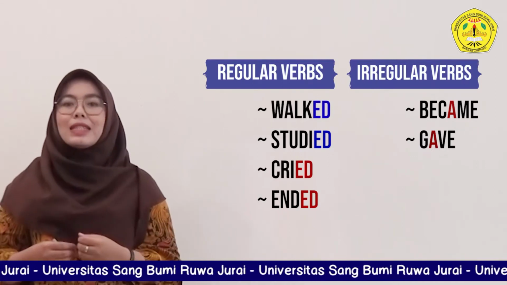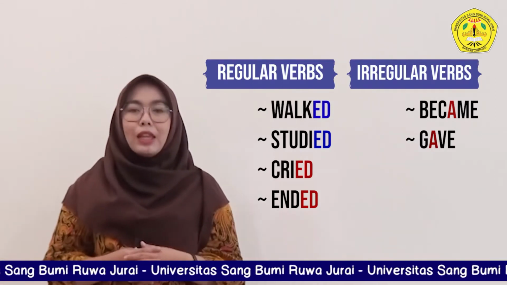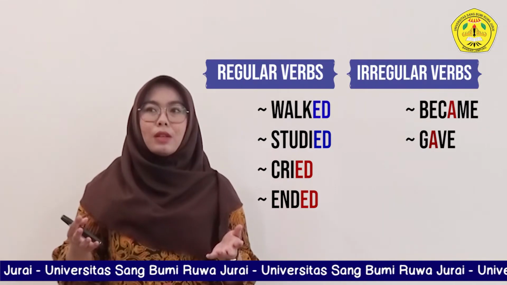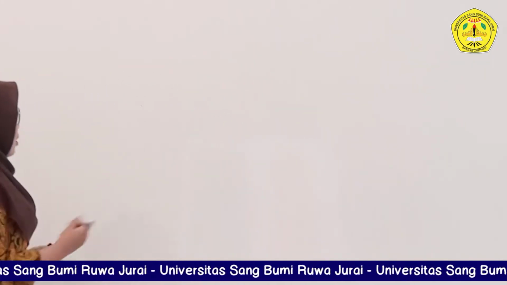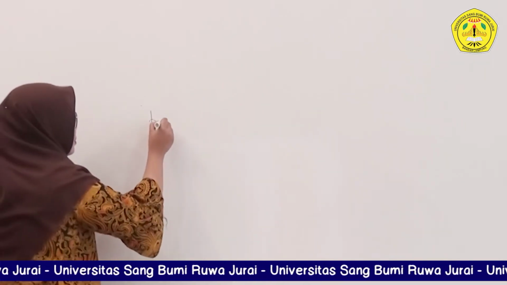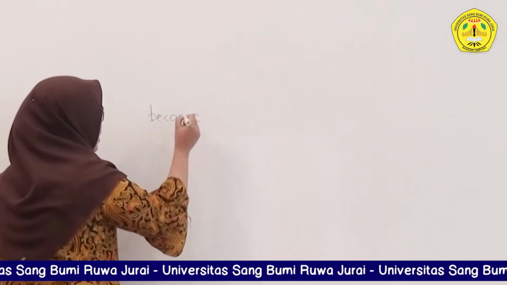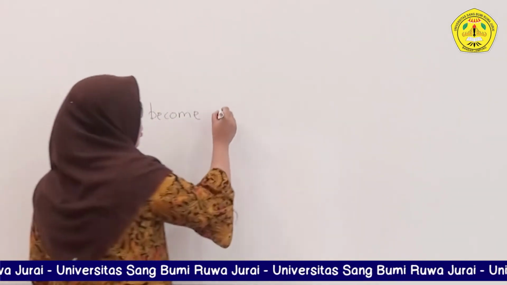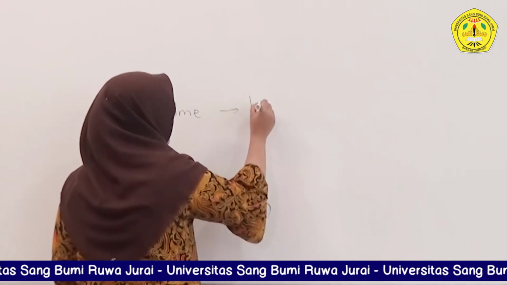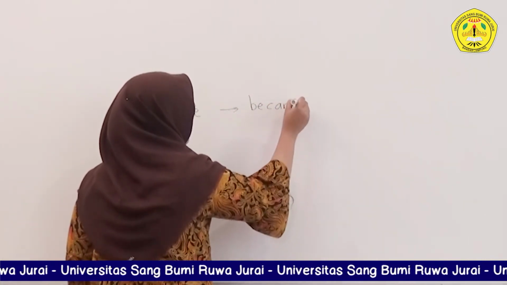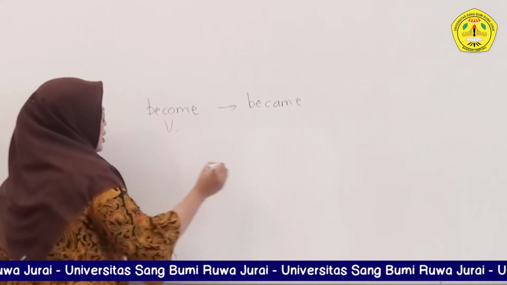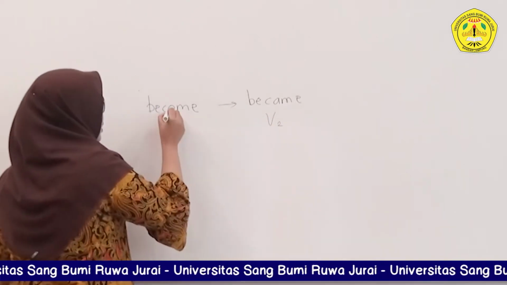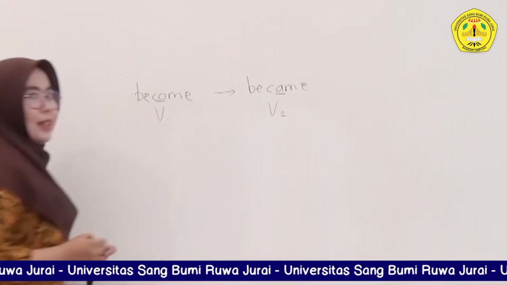Okay, and the second is irregular verbs. What are irregular verbs? Irregular verbs are verbs that have a different form. Okay, I will give you some examples here. For example, become, and then it will be became. It's a different form from verb 1 to verb 2, with O and A.